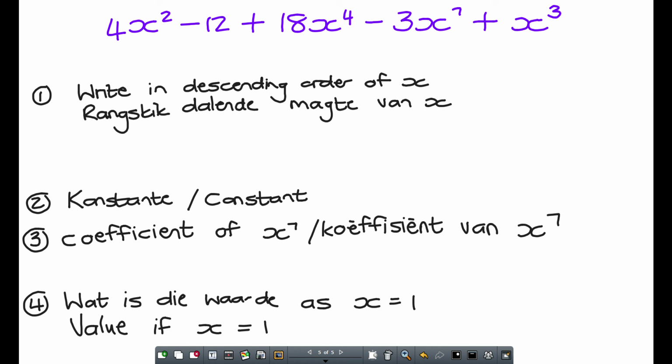So ons grootste ene hier is minus 3x tot die mag 7. People, if you don't have that minus, it's wrong. Okay? Then, that was to the power of 7. Nou, my volgende enetjie is tot die mag 4, so dan plus 18x tot die mag 4. Okay, so I had 7, I had 4. Now I want to the power of 3. Nee, so dan gaan dit wees plus x tot die mag 3.